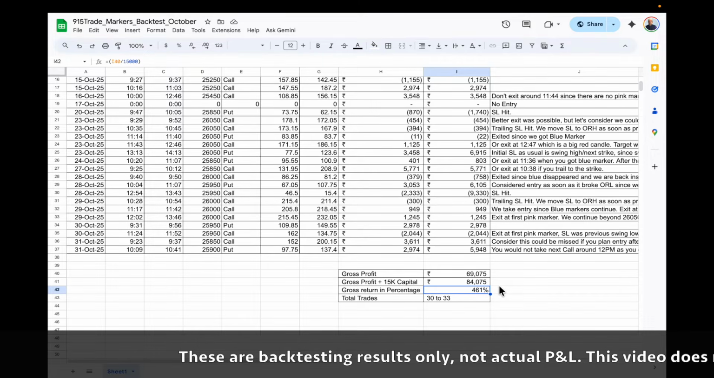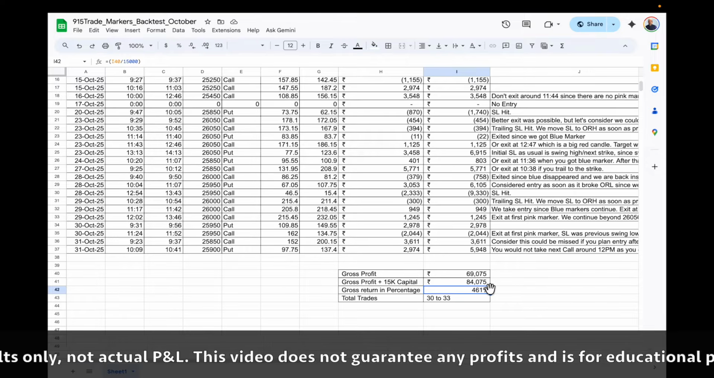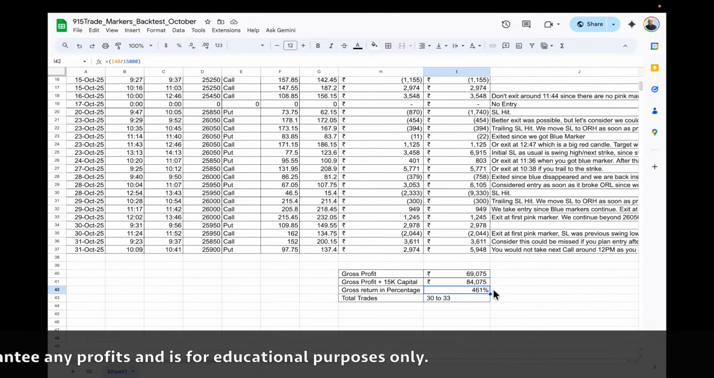However, this is not a P&L. This is only backtesting data. We don't want you to get swayed by this. We don't want to influence you by something like this. We at 915trade.com are very cautious with what we communicate. We don't want to give wrong impressions to anybody.